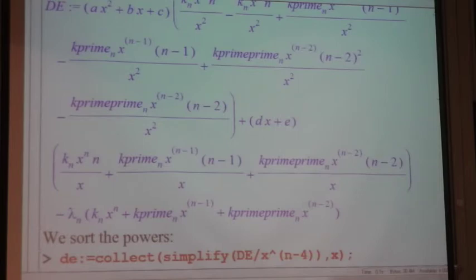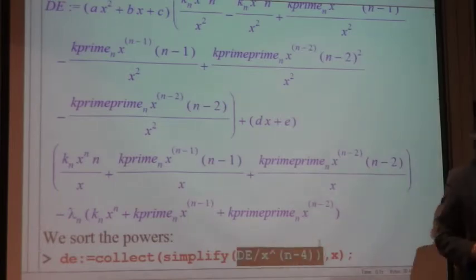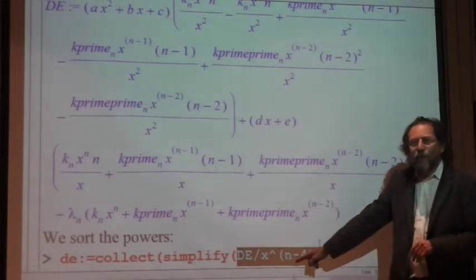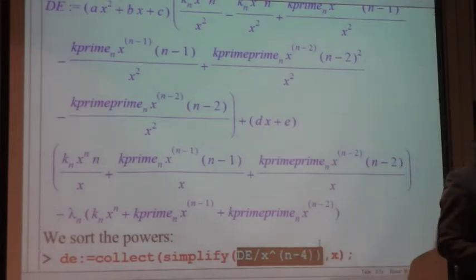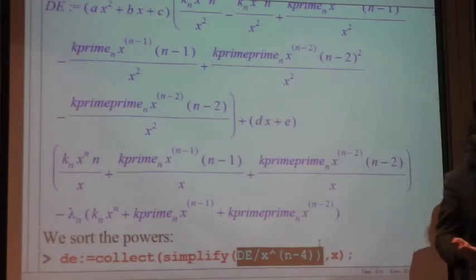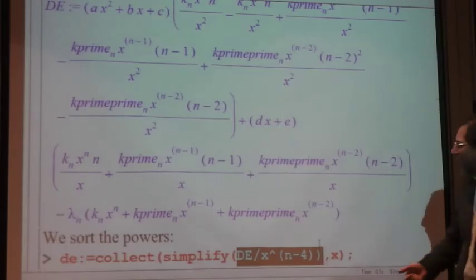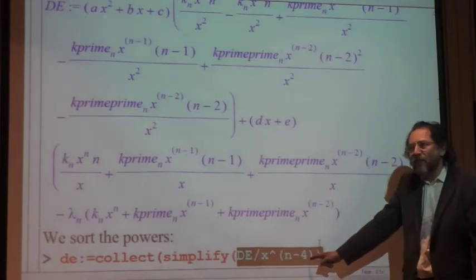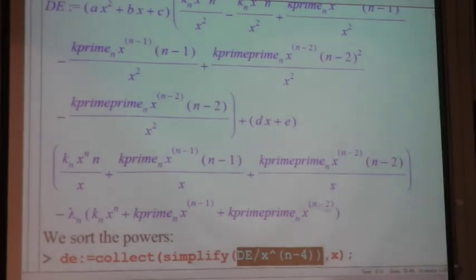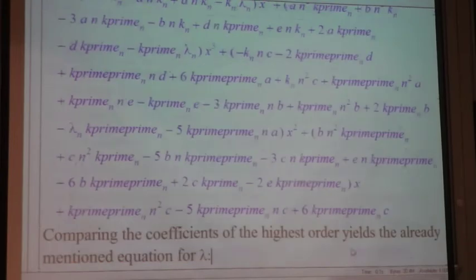Actually, we do a little more. We divide this differential equation. Actually, it's the left-hand side, which should be 0. We divide it by x to the n because we later want to ask for the nth coefficient. Maple is not able to ask for an nth coefficient if n is a symbol, but we can ask for the 4th coefficient very easily. If we divide by x to the n minus 4, the 4th coefficient is the highest that will be asked for. So that's what we have to do, collect these powers.